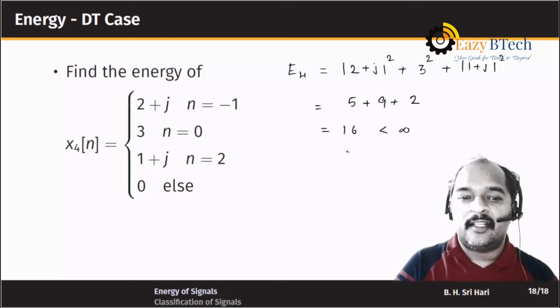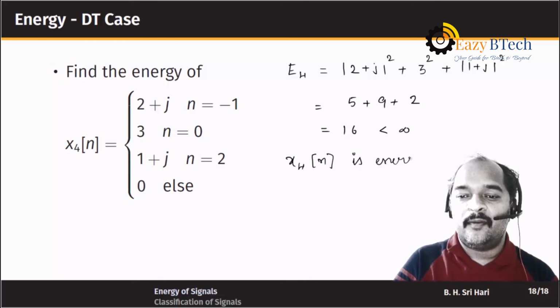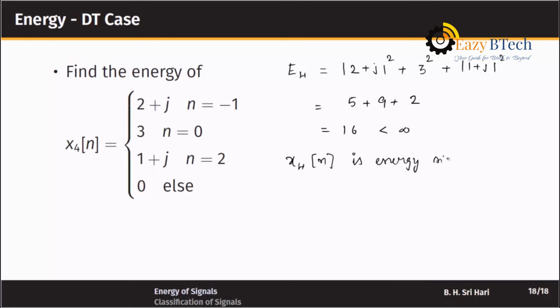And because this is less than infinity, what do we say? Because the energy of the signal is finite, we say that the signal x4 of n is an energy signal. So in that way we can check whether a given signal is an energy signal or not, whether it is for the discrete time case or the continuous time case.